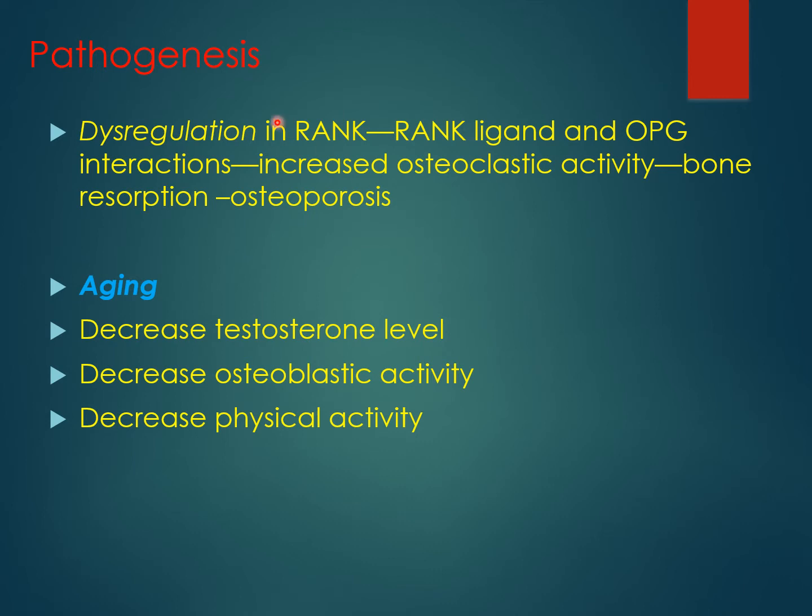So if there is a dysregulation in RANK-RANK ligand and OPG interactions, there will be increased osteoclastic activity, and definitely bone resorption will be there and osteoporosis will happen. And aging, already mentioned that decreased testosterone level resulting in decreased osteoblastic activity and decreased physical activity also contributing towards decreased osteoblastic activity, mainly will result in decreased laying down of bone matrix, and usually in senile osteoporosis the cortical bones are affected.